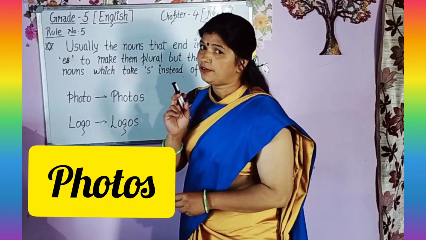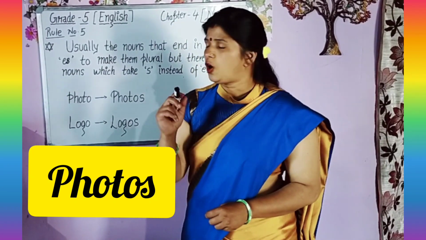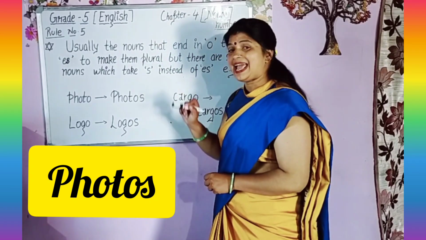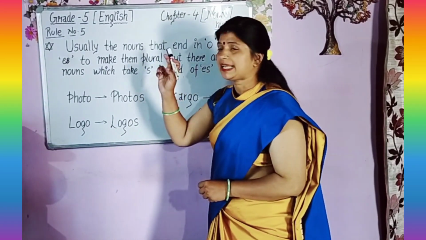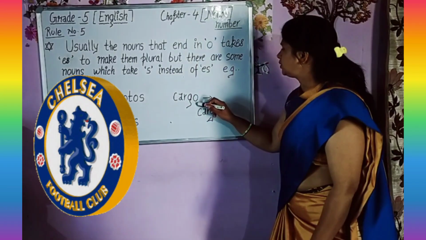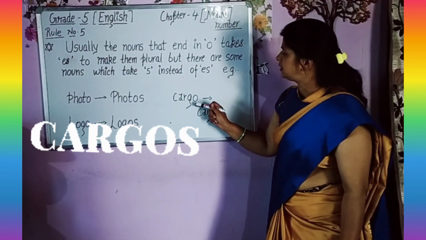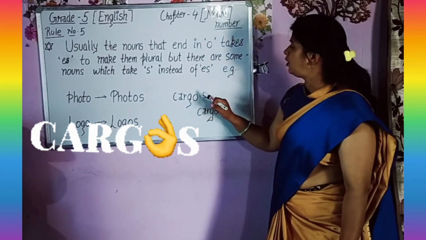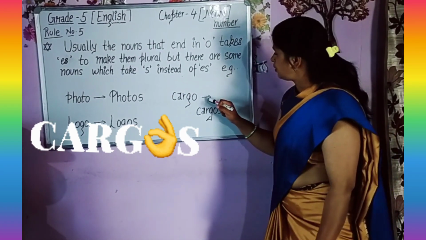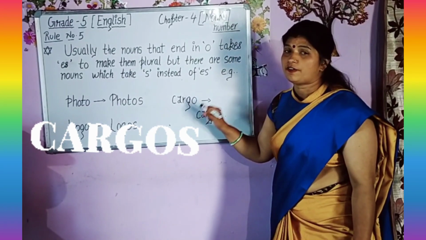We always used to write photos, meaning we only put s over here, right? Now the second one is, for example, logo. In the term logo also, we only add s at the end of the noun, right? Now see this word cargo. Even in cargo, you can see o is there at the last, so we don't use es. We only put s at the end of the noun.